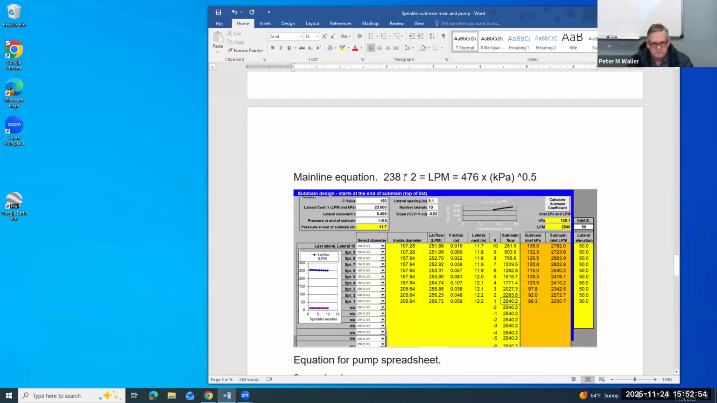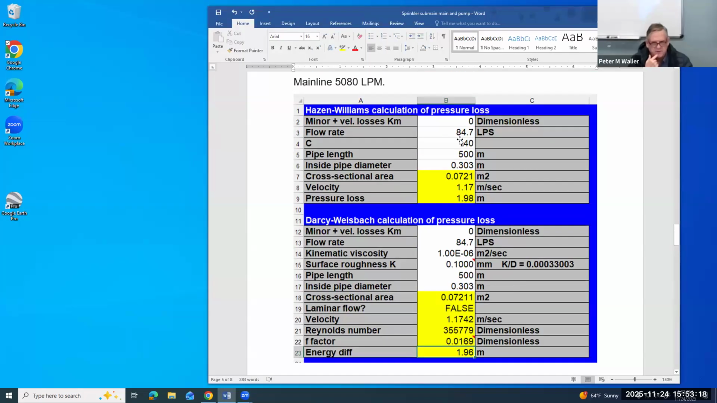So now I've got a flow versus pressure equation. Liters per minute equals 476 times the kPascals to the 0.5. But for my design of my main line, I'm just taking the 2540 for each submain, and then I'm multiplying times 2 for 5,000 liters per minute. And then I divided 5,000 liters per minute by 60 to get 84.7 liters per second.